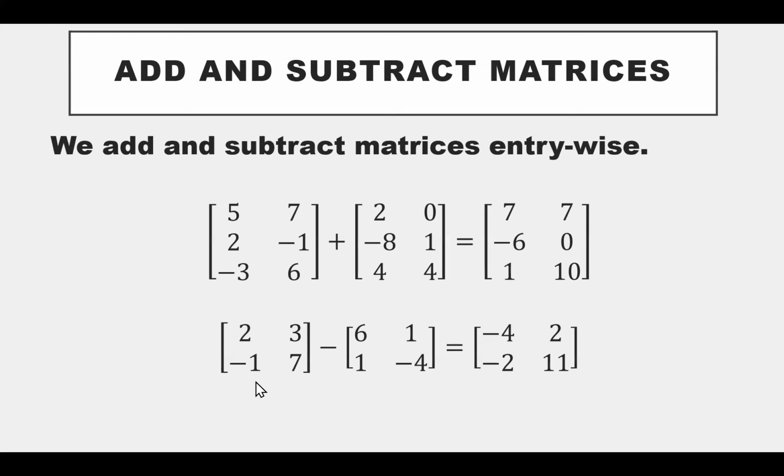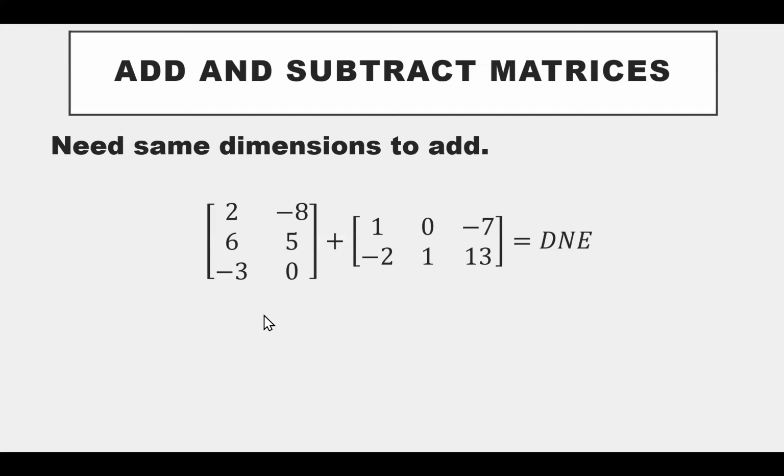The same thing is going to work with subtraction. I'm going to subtract entry-wise too. 2 subtract 6 gives me -4. 3 subtract 1 gives me a 2. 1 minus 1 gives me a -2. And 7 minus -4 gives me a positive 11. Again, when we subtracted the two matrices, they had the same dimensions, and the resulting matrix had the same dimension as well.